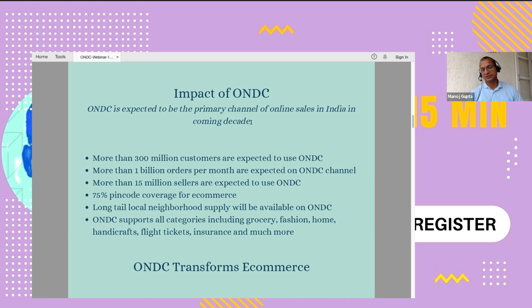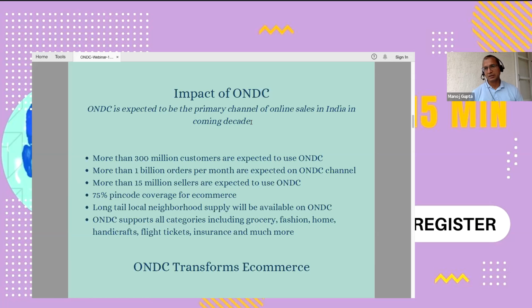Because of sheer size, e-commerce today has a coverage of only 20% of pin codes. Only 20,000 to 25,000 pin codes can be reached through Amazon, Flipkart or current players. With ONDC, that is going to jump to 75%. All your long tail neighborhood supply will be available on ONDC. You discover your local neighborhood in the deepest possible way. And that is the power of ONDC.